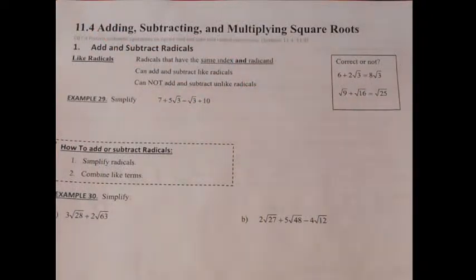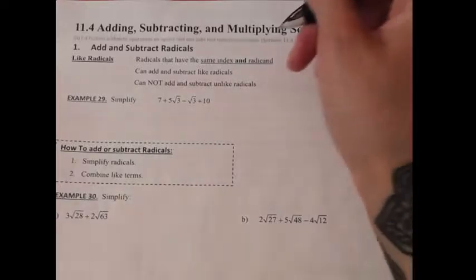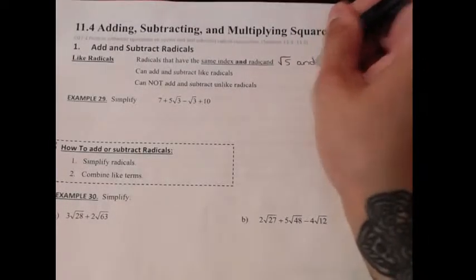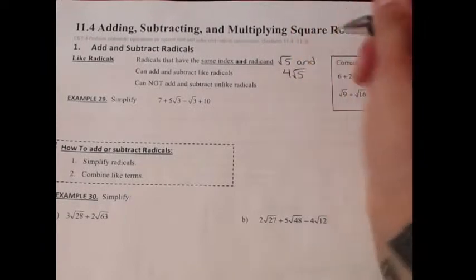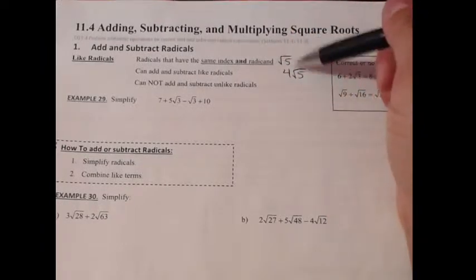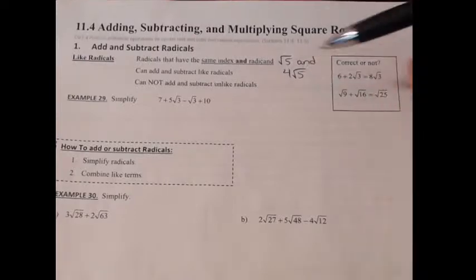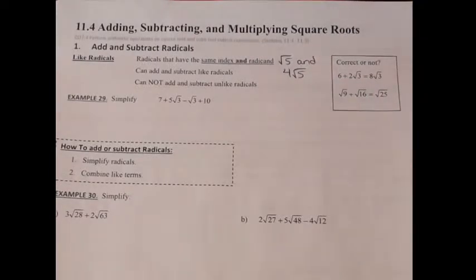Like radicals are radicals that have the same index and radicand. So for instance, square root of 5 and 4 square roots of 5. They have the same index, they're both square root, and they both have the same radicand, 5 and 5, right? So those two are like radicals. You can add or subtract like radicals, but you cannot add or subtract unlike radicals.